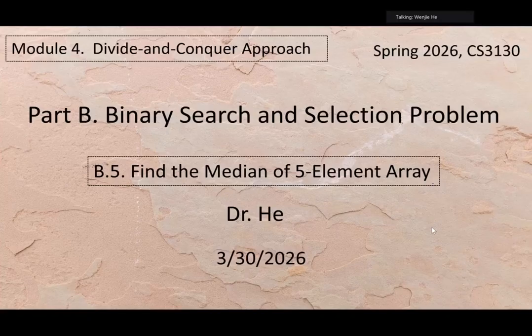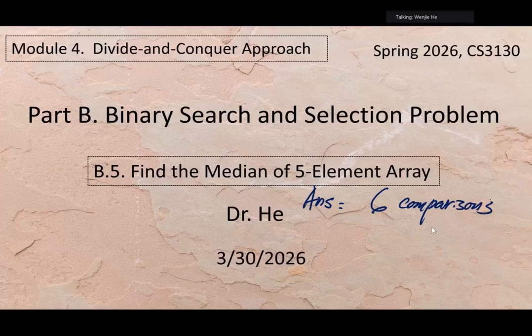Then this B.5, find the median of a 5-element array. This is an interesting, important question. So let's solve this problem first. Let me give you the answer first. The answer is 6 comparisons. We need 6 comparisons to find the median of a 5-element array.